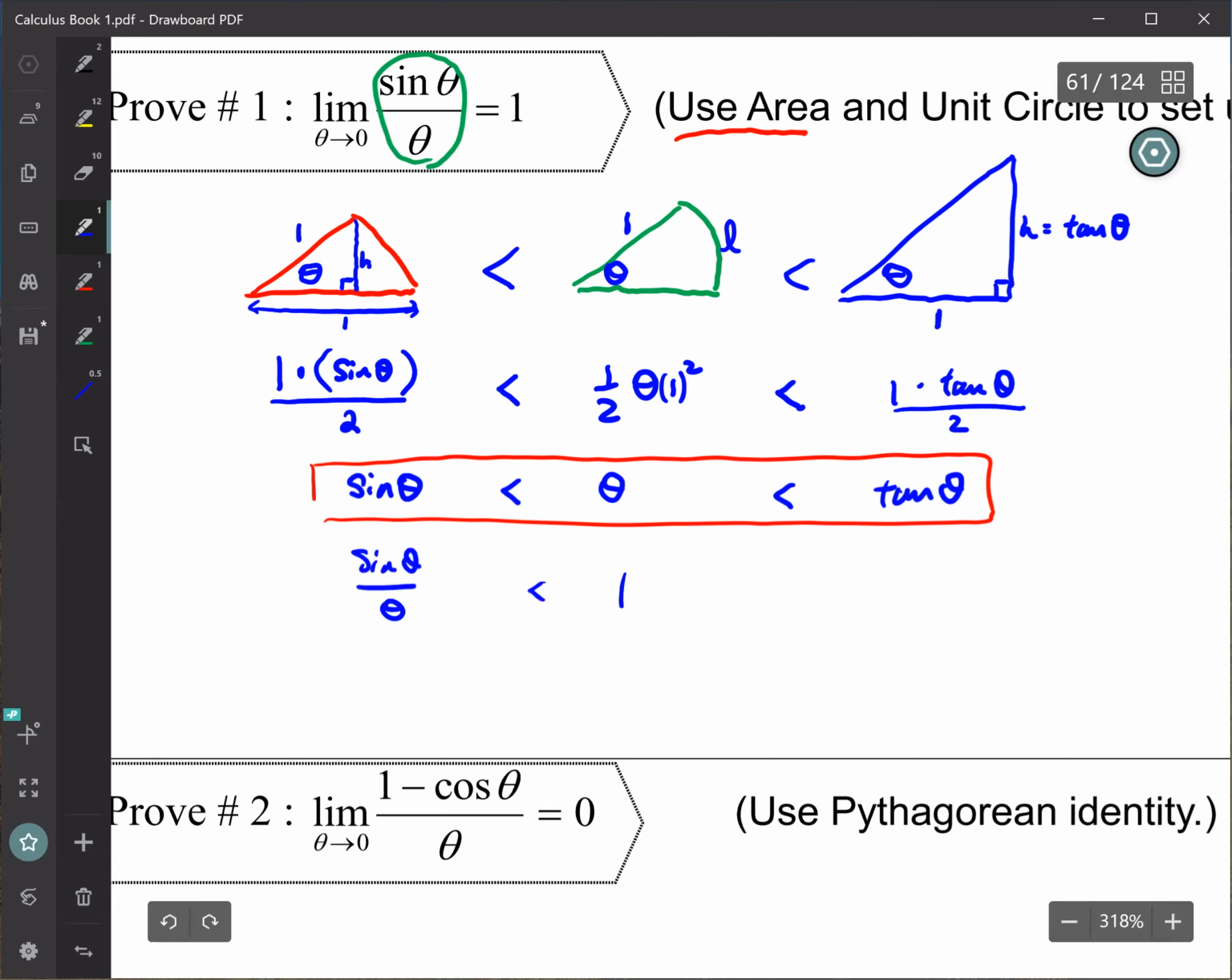Oh wait, we want the middle one, right? Yeah, we want the middle one. You're close. You're getting the idea, right? I can't just multiply by sine, right? You multiply by sine, then you get a sine in the middle, that's for sure. But then you will also have theta next to it.